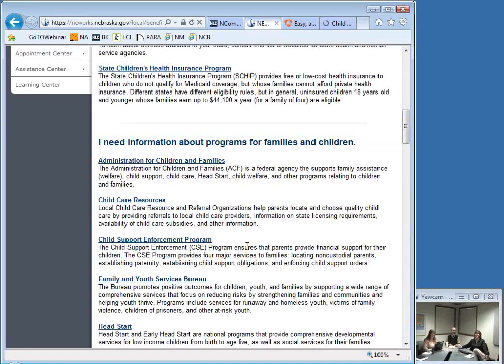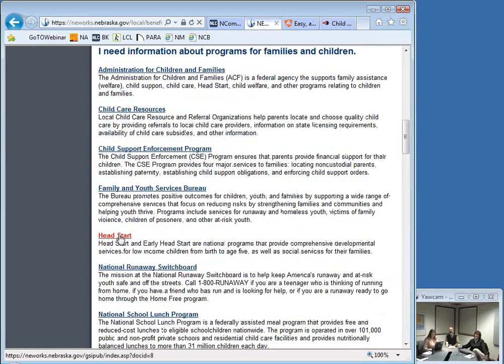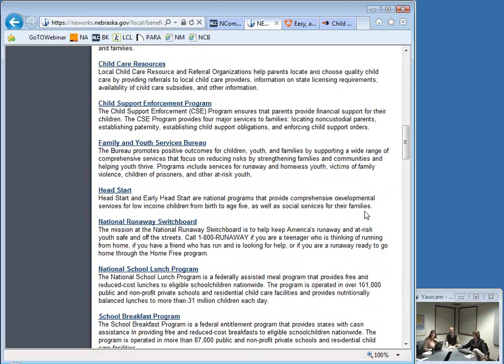It even goes into the Head Start programs, especially for low-income children from birth to age 5, as well as social services for their families. So if they're saying they can't work because of childcare, Head Start might be a great place for them to start, if they're eligible based on their income, and if they're not working, they're probably eligible.